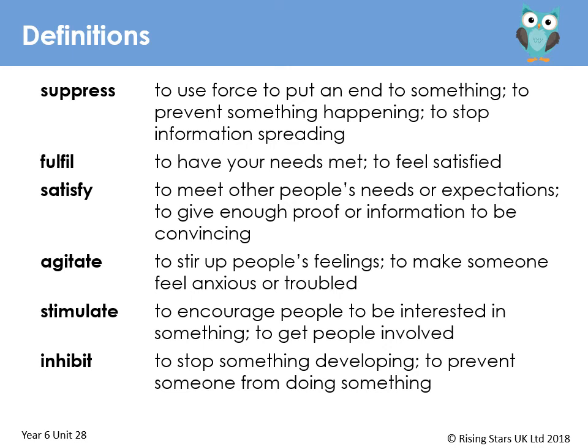Now that's a word that you could use in parts of Romeo and Juliet. But as I said previously, it has another meaning. I wonder if you've worked out the machine that I was referring to. To agitate in a washing machine means to move the clothes. Have a think. Stimulate: to encourage people to be interested in something, to get people involved. And inhibit: to stop something developing, to prevent someone from doing something.